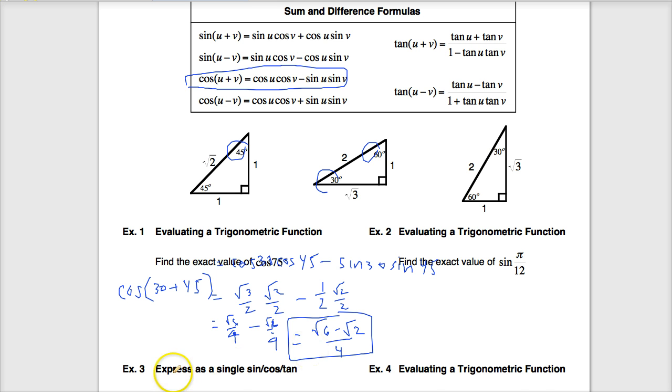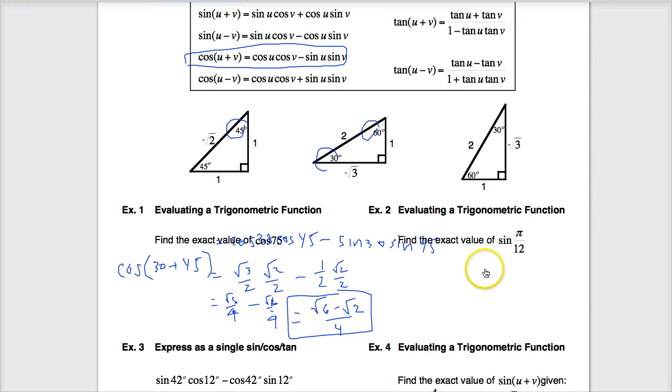Would you agree with me, and maybe you don't agree with me, and again, it'll take a little bit of practice. Pi over 12 means the exact same thing as pi over 3 minus pi over 4. If you don't believe me, I could give you a simple proof. And again, this is just something that you'll get used to.